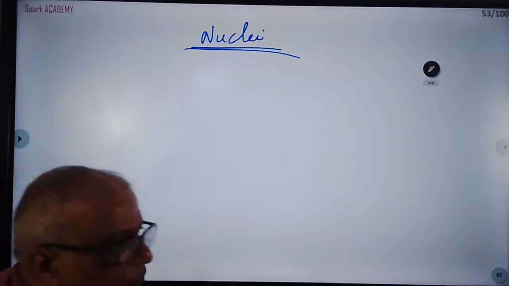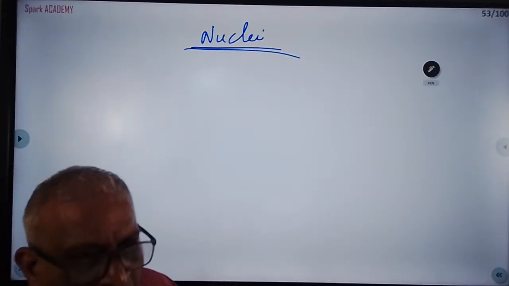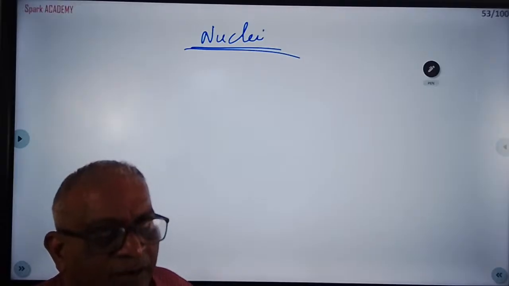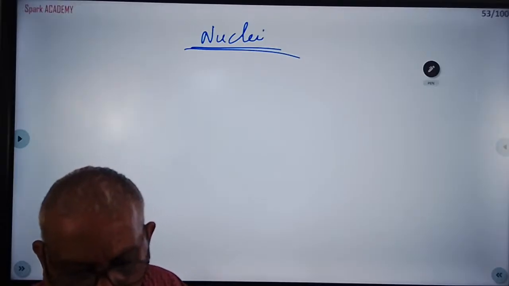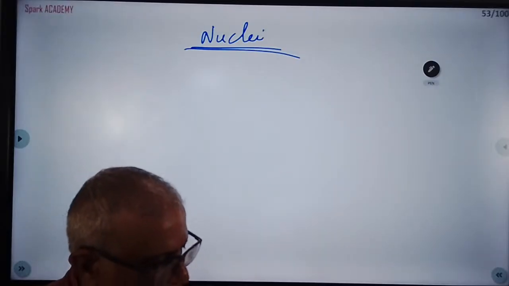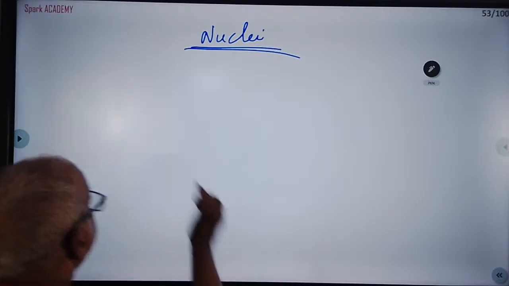Potentiometer. Friends, potentiometer: comparison of EMF of cells, principle of potentiometer, or determination of internal resistance of a cell. I am unable to do that one, but I am explaining nuclei now. Nuclei: explain the principle and working of nuclear reactor.